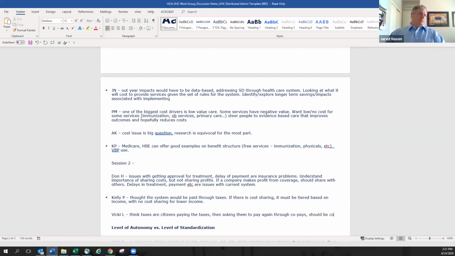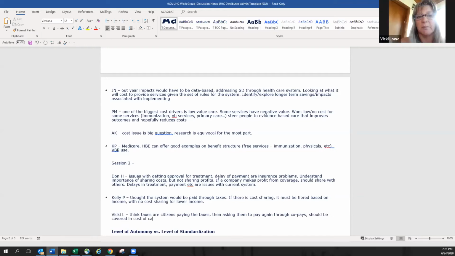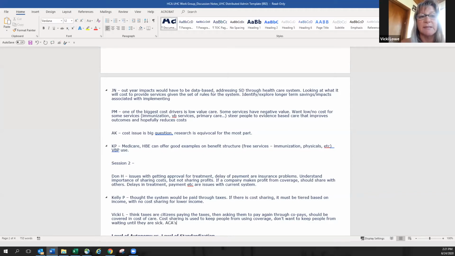I know that cost sharing is used to keep people from using their coverage, but I don't think we help ourselves by keeping people from going until they're really sick. And I think that's why the 100% coverage for preventive care under the Affordable Care Act was really important, because at least people are getting their preventive care.